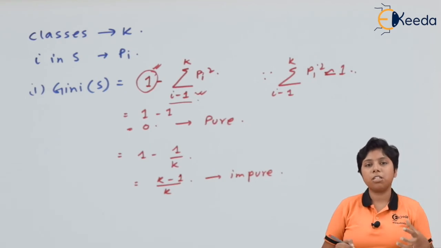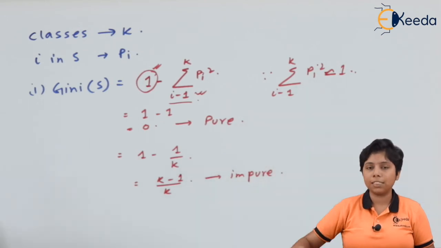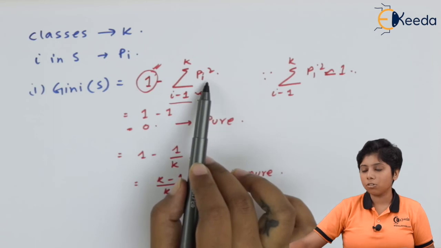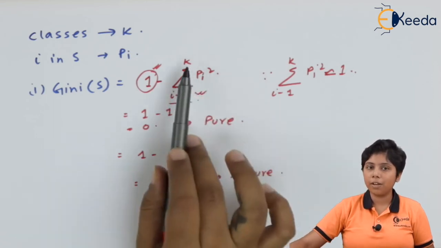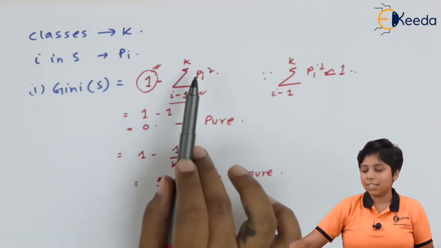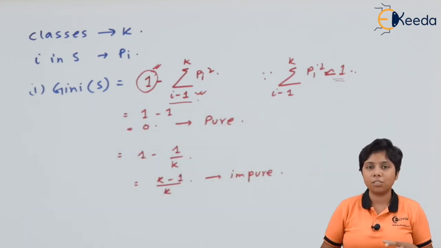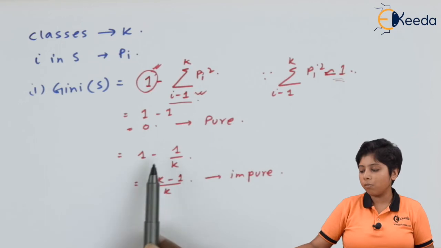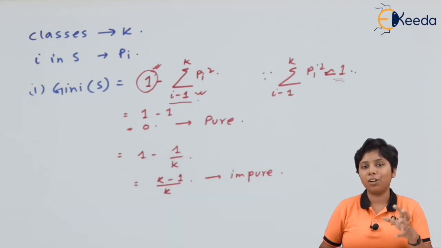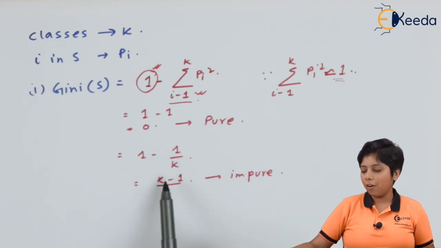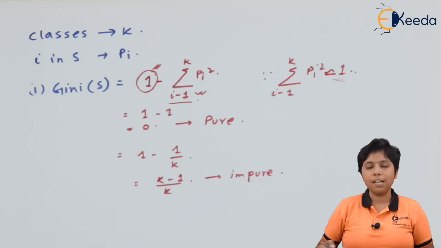So this actually measures, in a very simple way, how many instances we are having from each of the classes. If all the instances belong to the same class, then all the pi will belong to the same class. Thus we will have 1 minus 1, which is 0 for the purest one, and for the most impure one we will have one instance from each of the different classes. And now we can have k minus 1 by k as the most impure value.